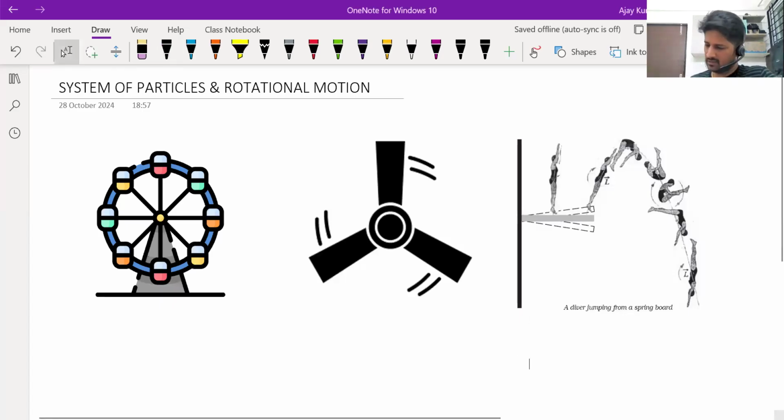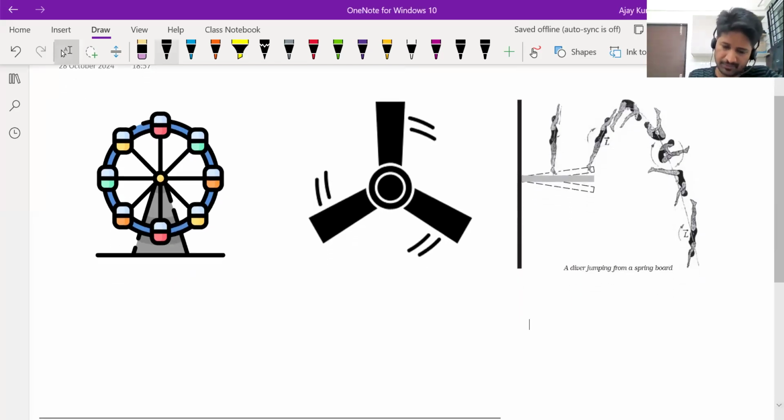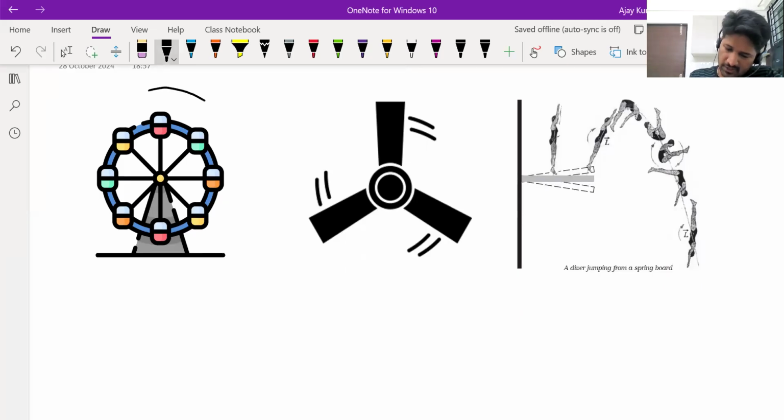Now you look at these three images that are shown to you, these three situations actually. Assume the first one is a Ferris wheel or a giant wheel rotating like this. Second one, clearly it's a fan rotating. Third one is a diver jumping from a springboard, as it is mentioned. What is common to these three systems? What is one thing which is commonly happening in all three cases?